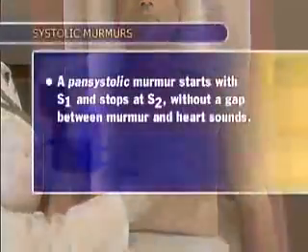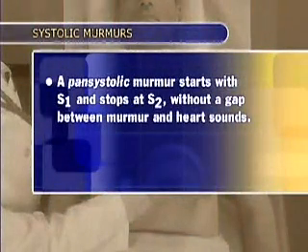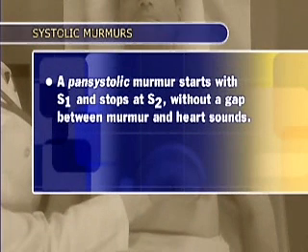A pansystolic murmur, as heard with mitral regurgitation, starts with S1 and stops at S2 without a gap between murmur and heart sounds.